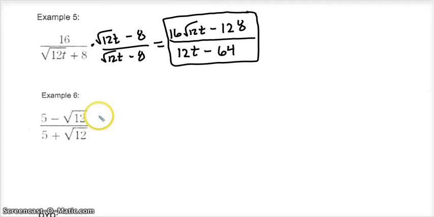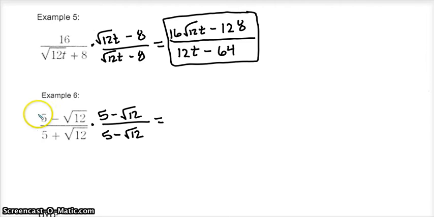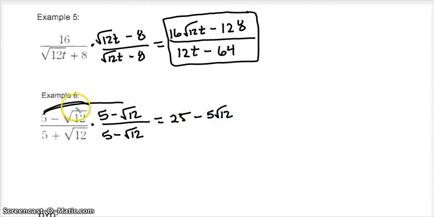How about for example 6? I'm going to multiply the top and the bottom by 5 minus root 12, the conjugate of the denominator. When I simplify, remember I really need to FOIL here, so I'm doing 5 times 5, which is 25, 5 times negative root 12, which is negative 5 root 12.